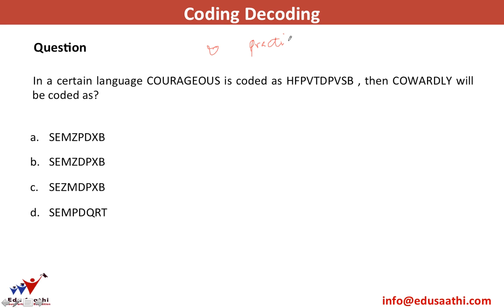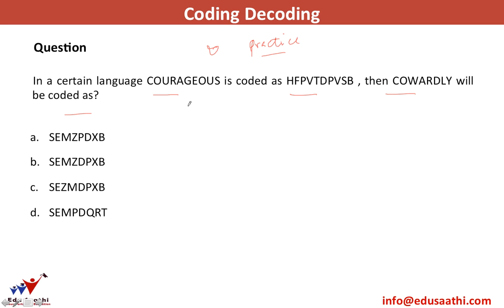So you should definitely visit our website and solve other practice questions, because an examiner can be in any frame of mind while he's putting a question in the exam. You'll find out when we solve this logic. In a certain language, courageous is coded as this. Then cowardly will be coded as.